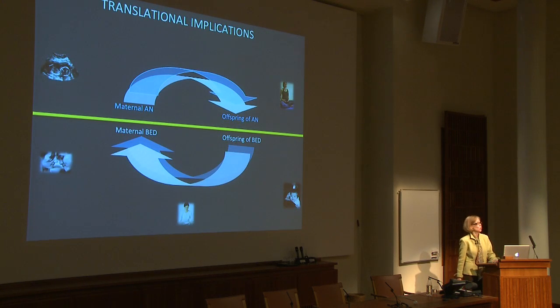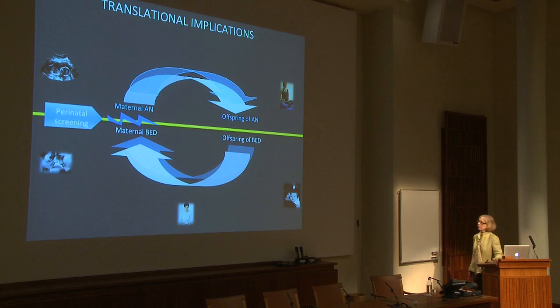So let's see what this means. I'm a clinician. I run an eating disorders program. I like taking this work, bringing it into the clinic, and figuring out how we can use this information now. Can we use this information now? And how can we use it to help patients and families today? We can't do much with the genetics yet, but I think there's enough data here to suggest that perinatal screening for eating disorders is intelligent.